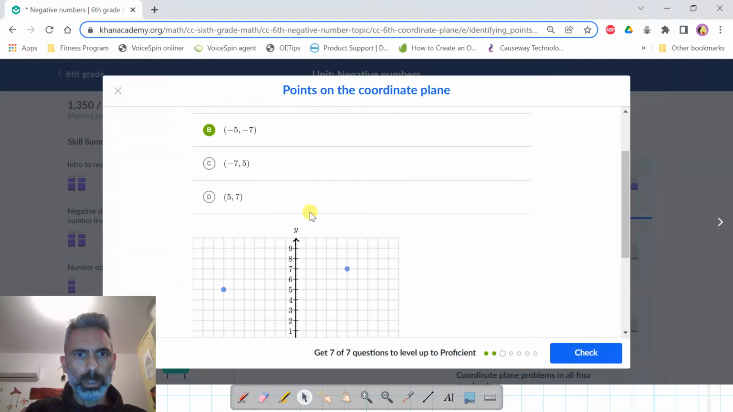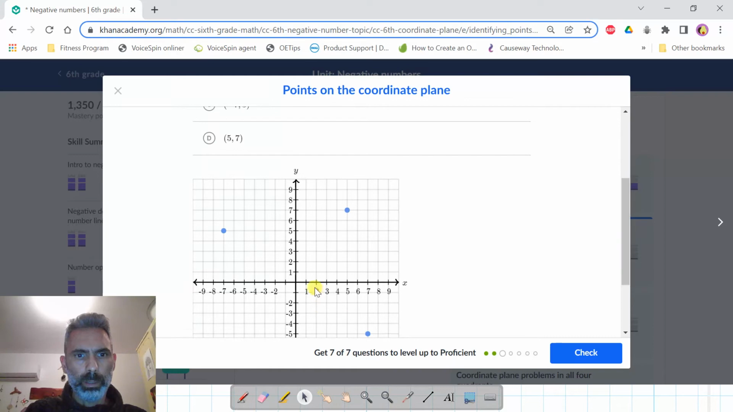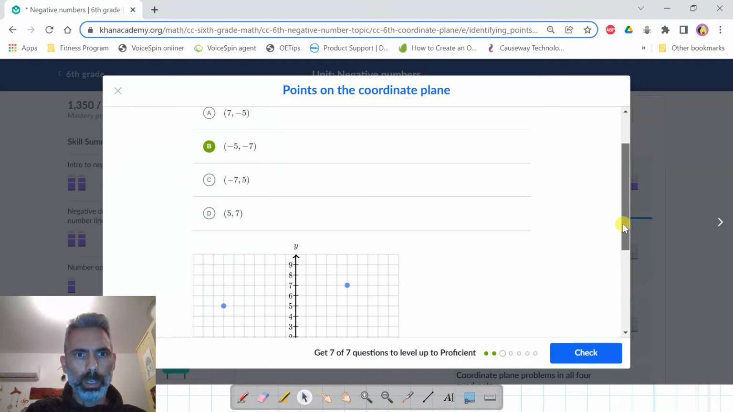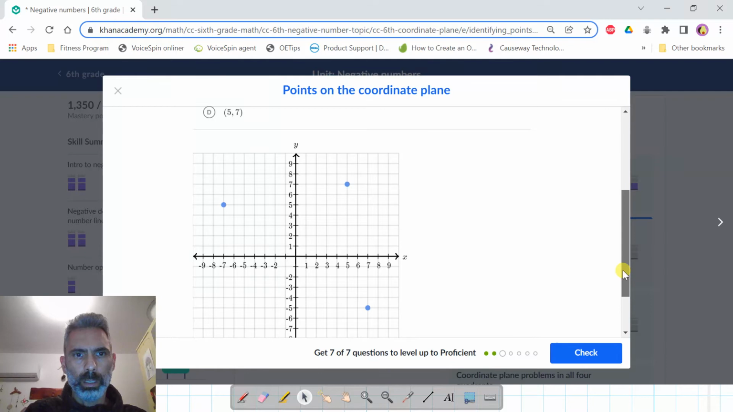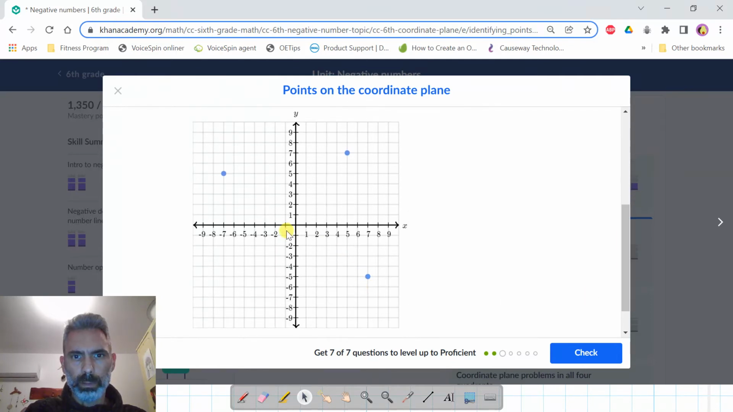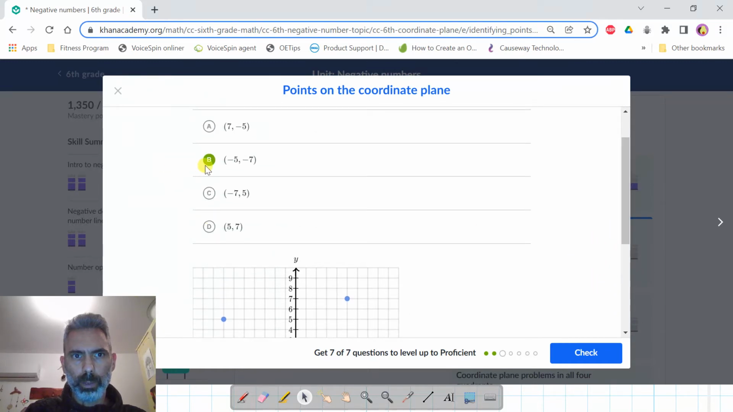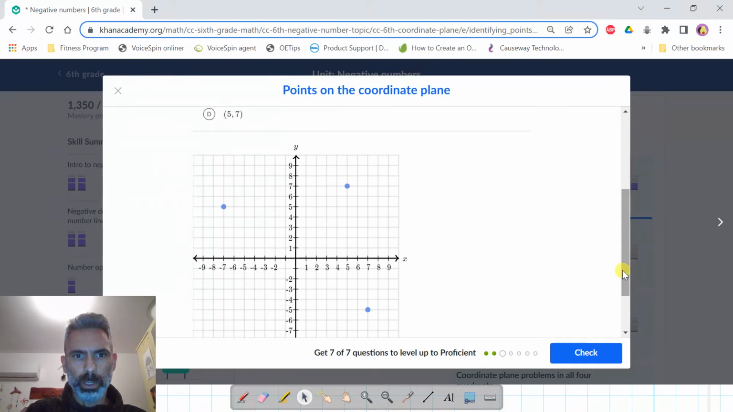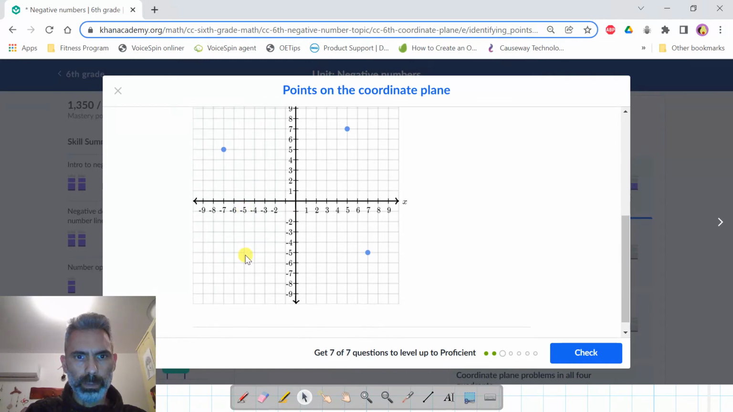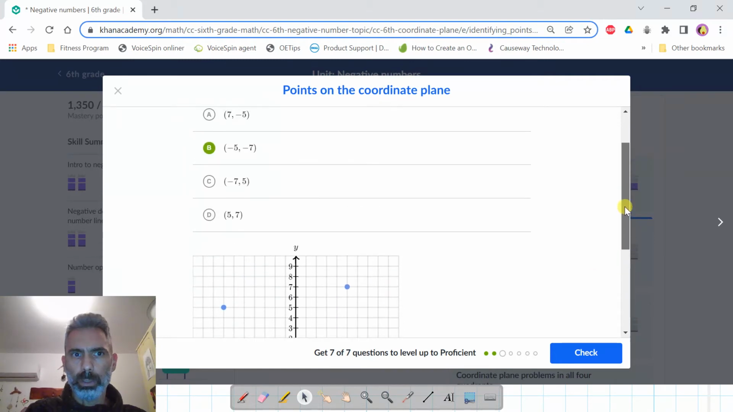Just to make sure, let's see if C is plotted. C is -7 and +5 on the y-axis, so it's plotted. And D is 5 and 7. 5 and 7, okay. So for sure, option B is the correct one, because -5 and -7 is not plotted.